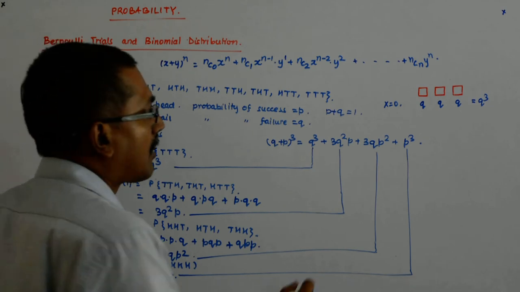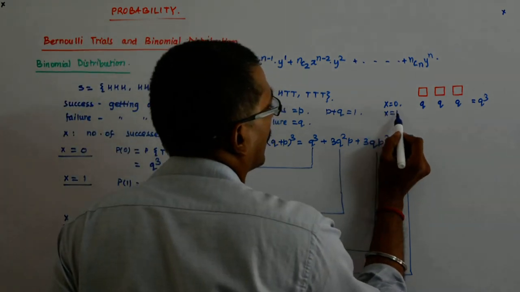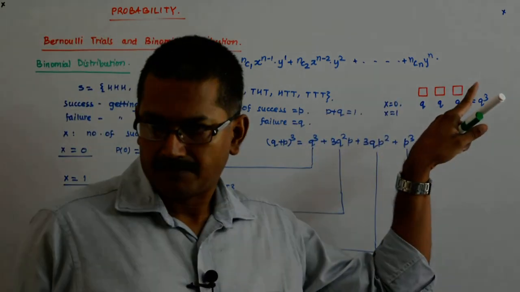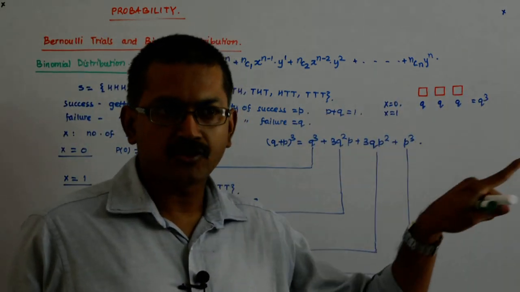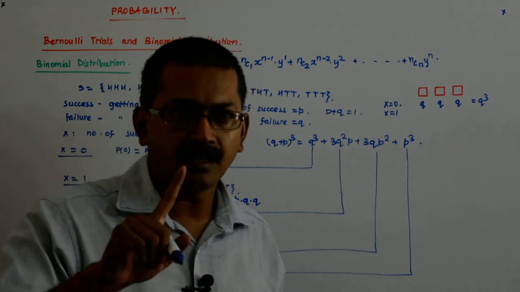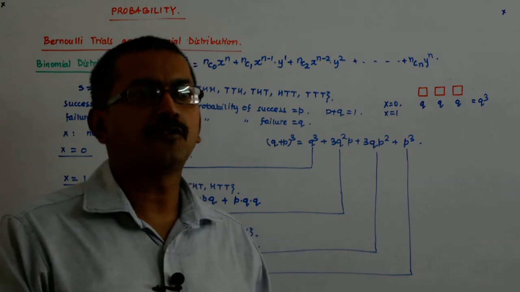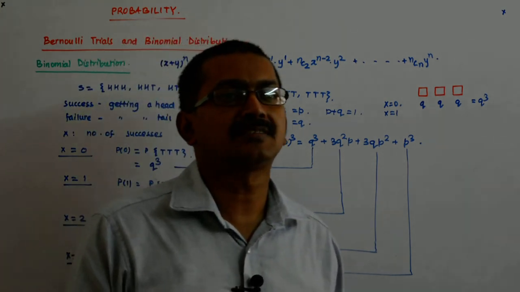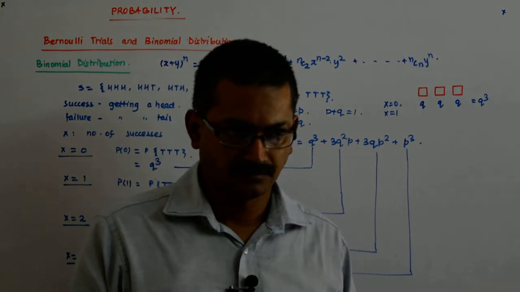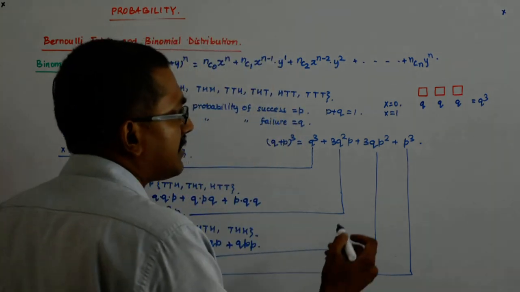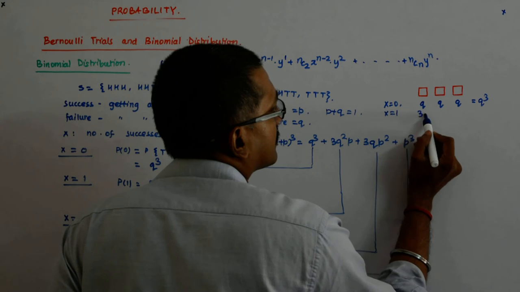Now if I go for X is equal to 1, think, one of these has to be filled by P and the other two are to be filled by Q. So out of these three, I first of all select one. That I can do in how many ways? 3C1.